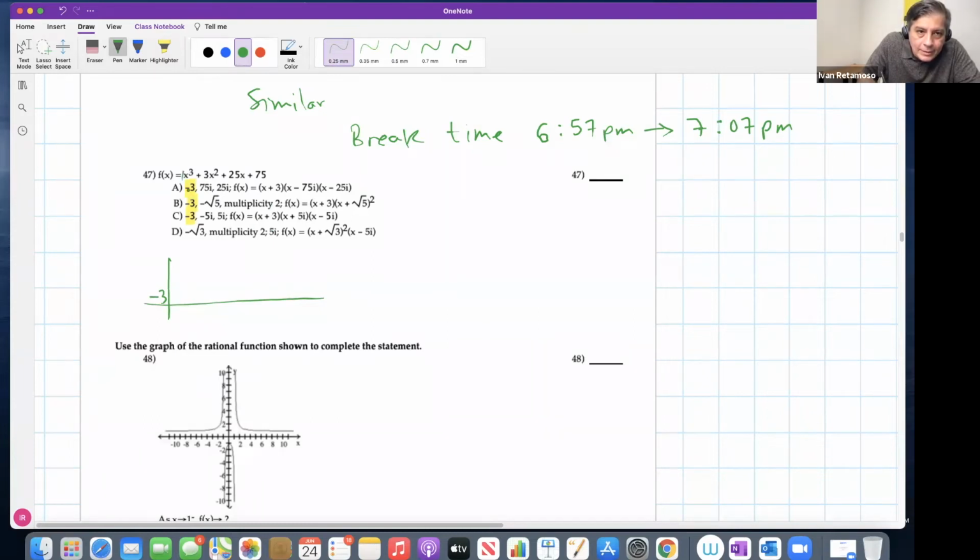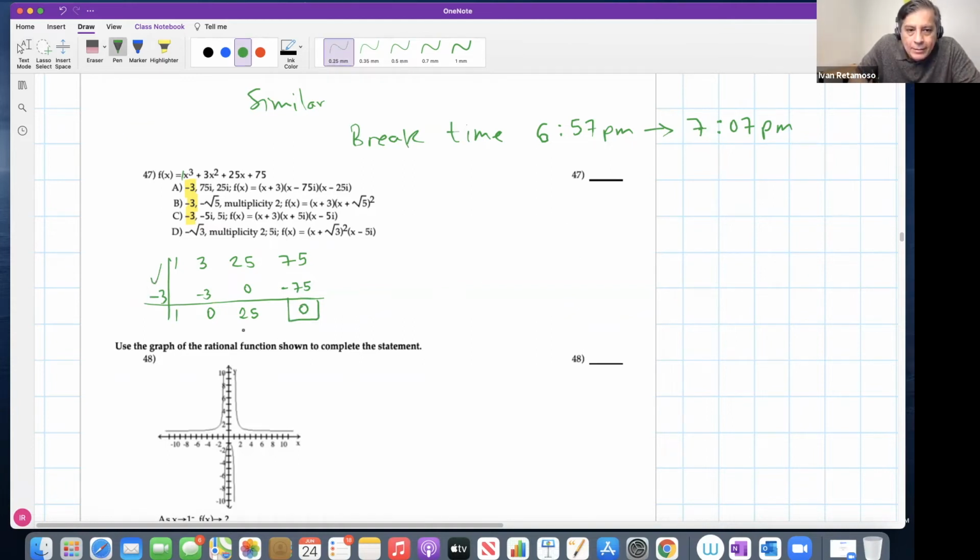So this is 1, invisible 1 there, 3, then 25, then 75, right? 1 comes down as it is, 1 times negative 3, adding these two, 0. 0 times negative 3 is 0. 0 plus 25 is 25. 25 times negative 3, negative 75, right? And negative 75 plus its opposite 75, 0. It confirms that this is one of the zeros, right?